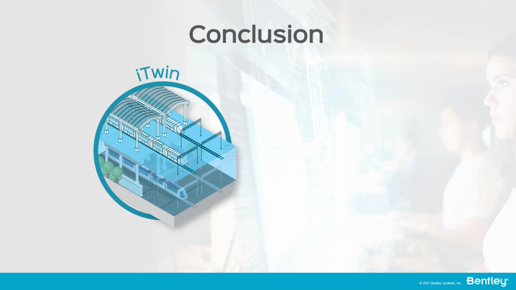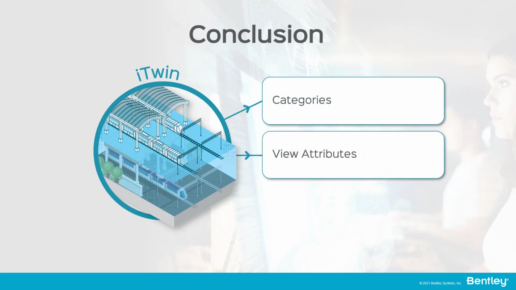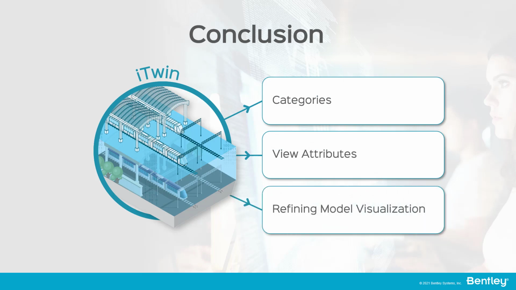So in conclusion, in this chapter, we learned about categories, about view attributes, and how to use those two to refine your model visualization. And we applied this to come up with a really nice view for our model. And I think it's about time we connect it to some smart device data. So let's get that going next.